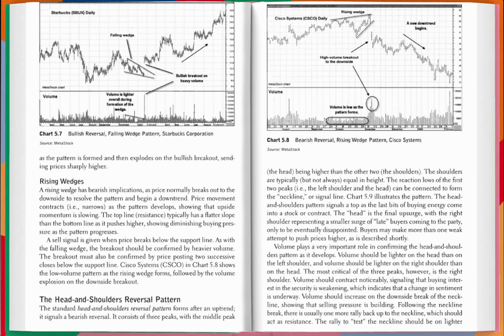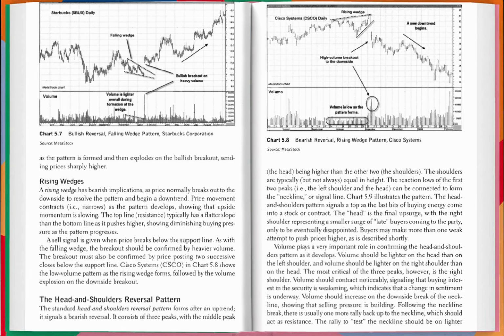Volume plays a very important role in confirming the head and shoulders pattern as it develops. Volume should be lighter on the head than on the left shoulder, and volume should be lighter on the right shoulder than on the head. The most critical of the 3 peaks, however, is the right shoulder. Volume should contract noticeably, signaling that buying interest in the security is weakening, which indicates that a change in sentiment is underway. Volume should increase on the downside break of the neckline, showing that selling pressure is building.